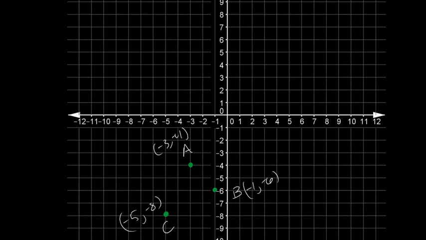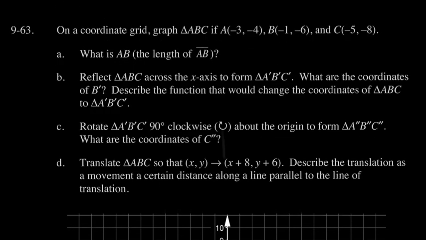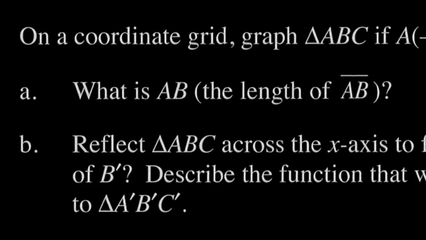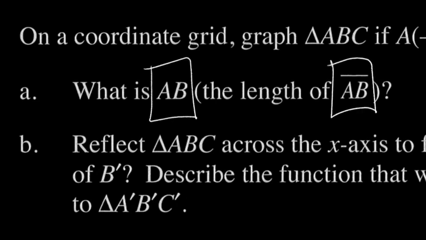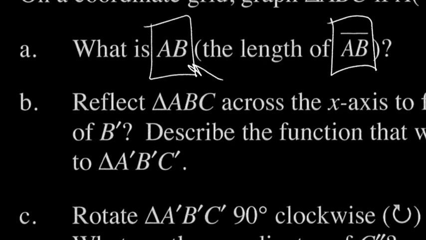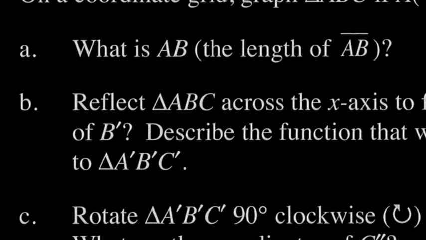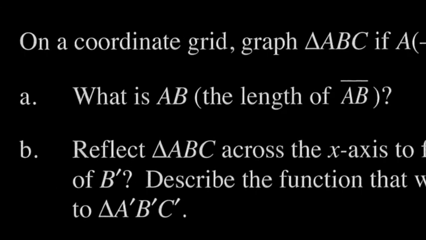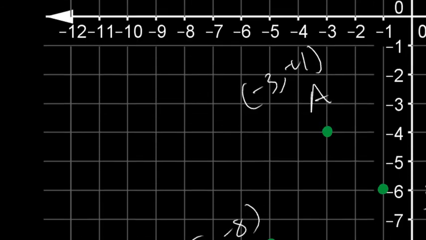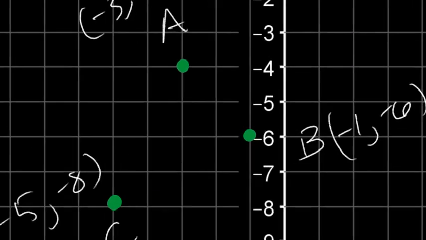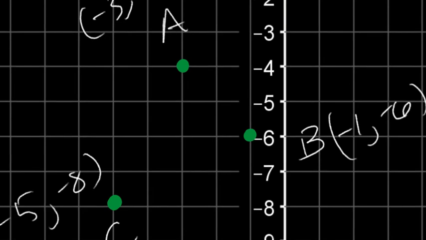Okay, so the first thing we're asked is what's the length? It says what is AB, and they write it like this. When we write this with the line over it, this is read as segment AB, and this is read as the length of that segment. So when you see what is AB and no line over it, what we're talking about is the length of segment AB. So if I look at our diagram, AB is right here, and we're being asked what this segment's length is.